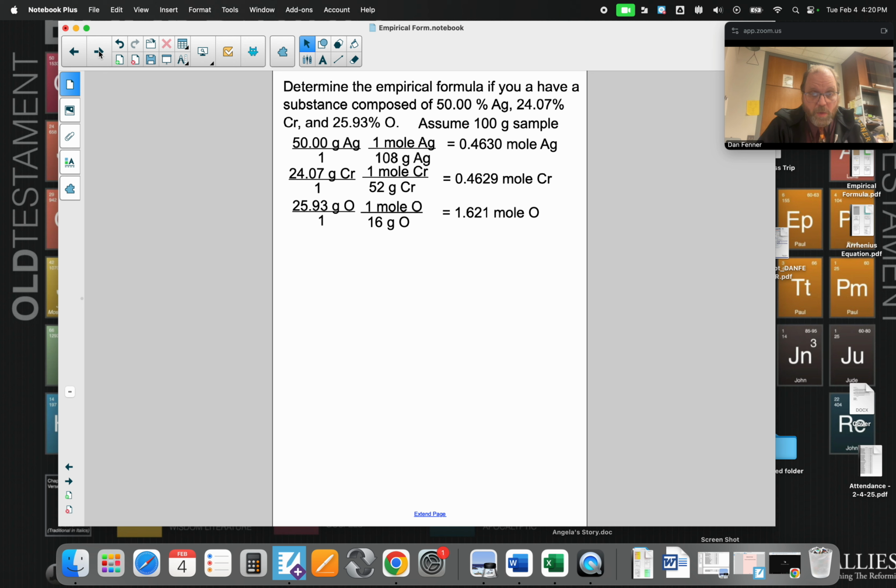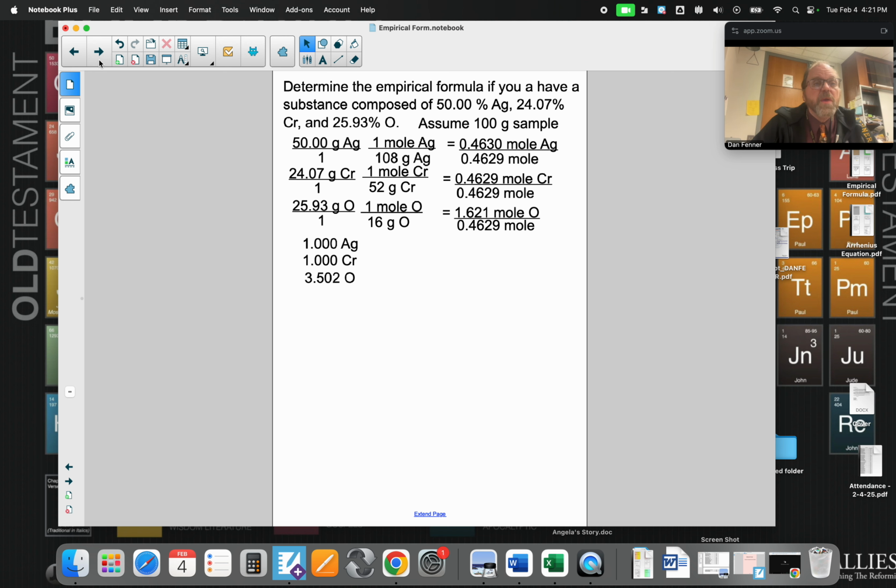Now, with the smallest number ratio, we're going to divide by the smallest number. So that's 0.4629 moles. Divide them all by 0.4629. So we're going to get 1.000 silver, 1.000 chromium, and 3.502 oxygen. Again, that's not a 0 or 9, so that's not close enough. We're going to have to multiply by 2. That gives us close enough, so we do it all by 2.